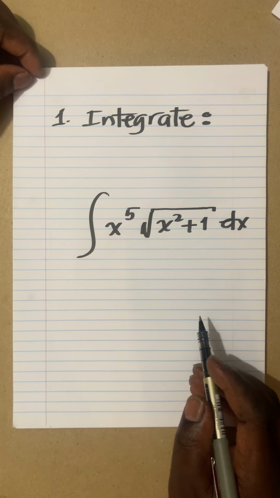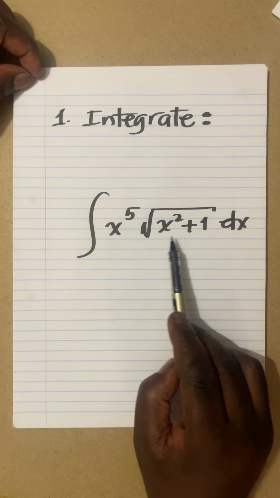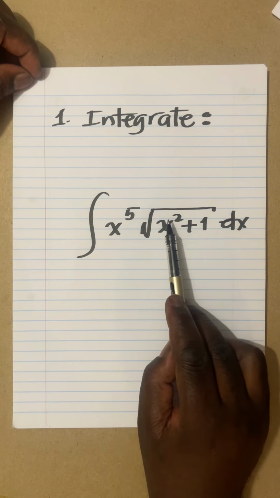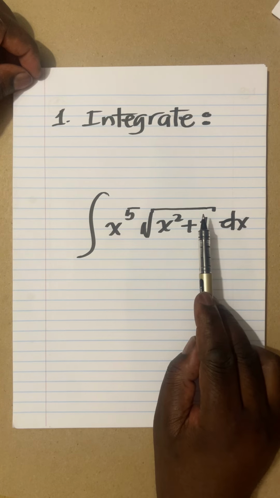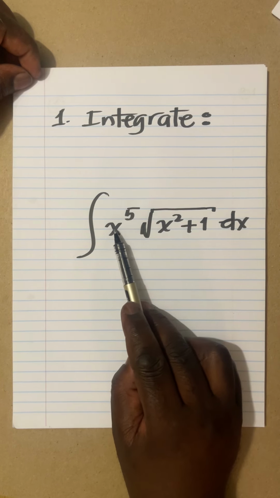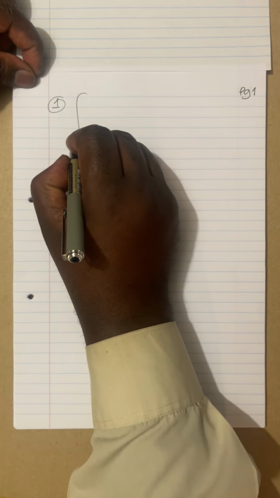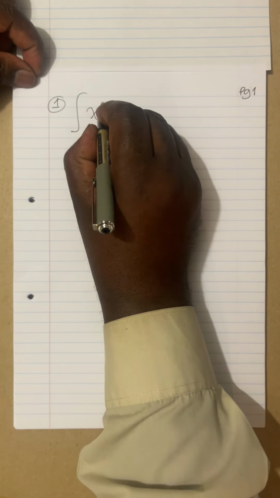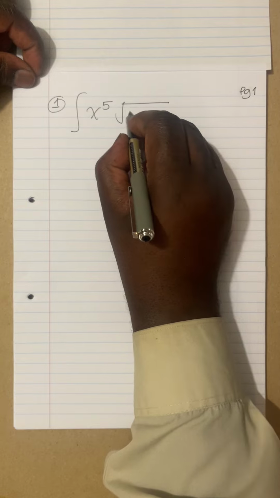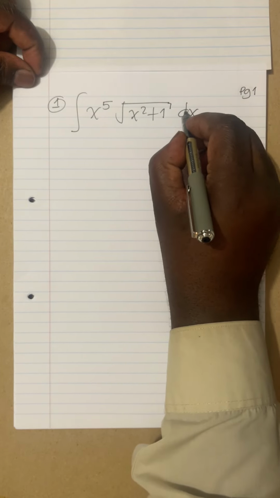I'm saying obviously because the best way to get rid of this is to say let u squared be equal to this, because you have a square root sign. But then here you have x to the power 5, so we need to work on this. So this is how we approach it. Question 1, let's capture the entire integral as it is: x to the power 5 square root of x squared plus 1, and then dx.